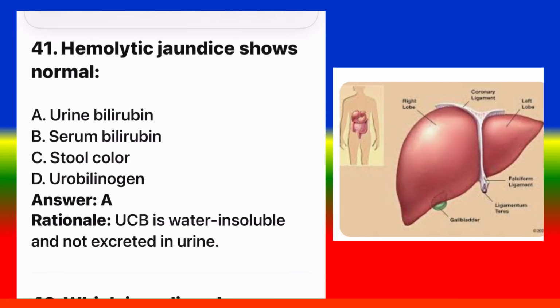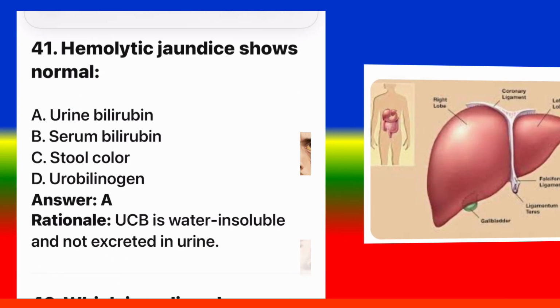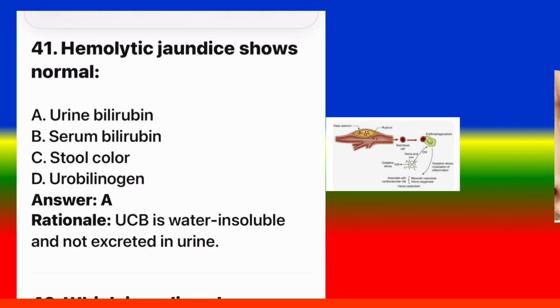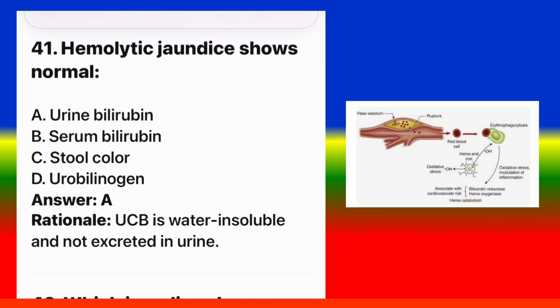41. Hemolytic jaundice shows normal A. Urine bilirubin, B. Serum bilirubin, C. Stool color, D. Urobilinogen. Rationale: UCB is water insoluble and not excreted in urine.